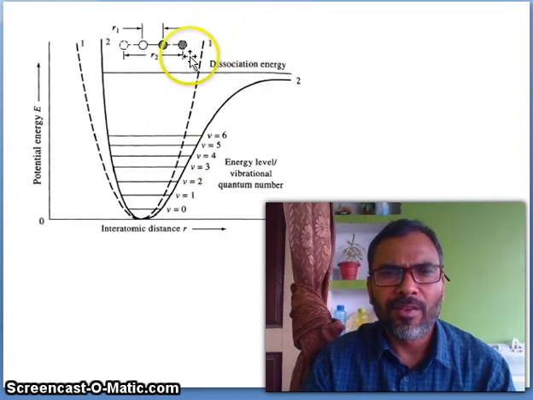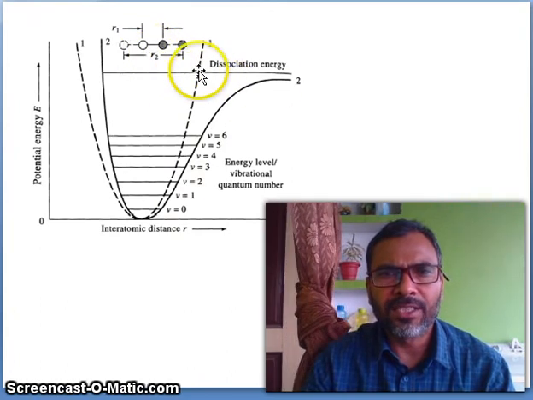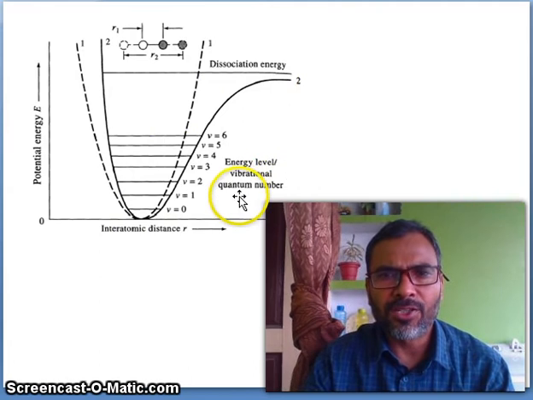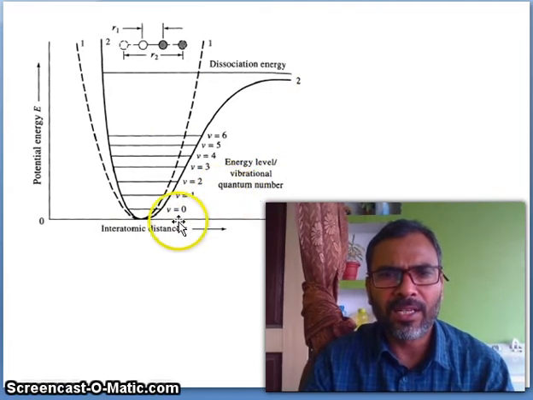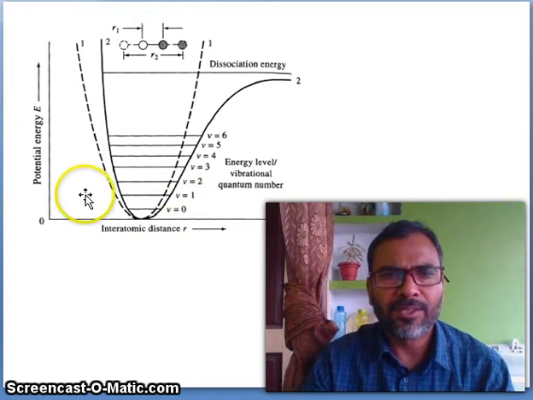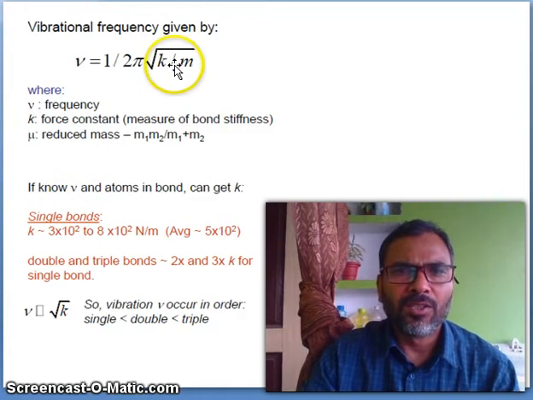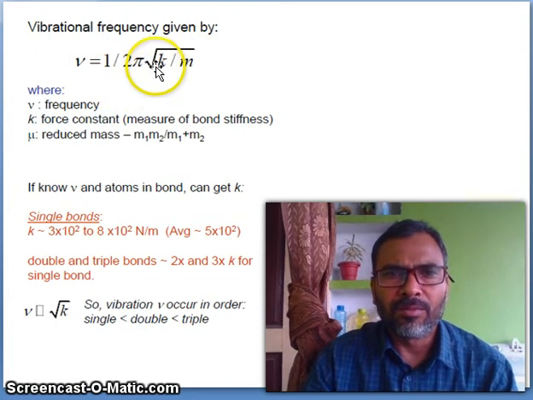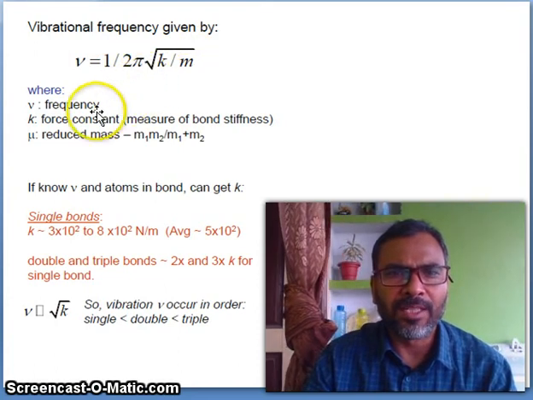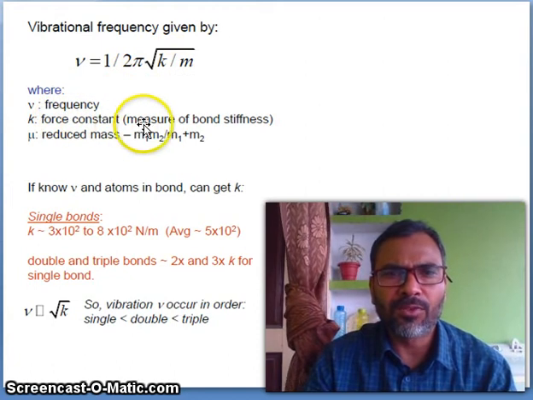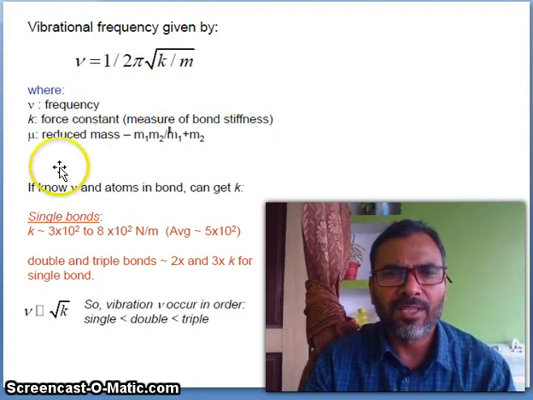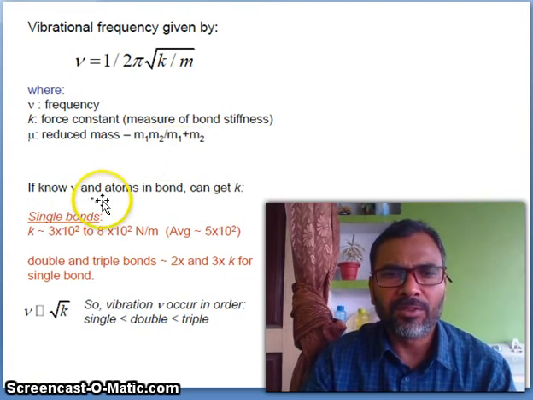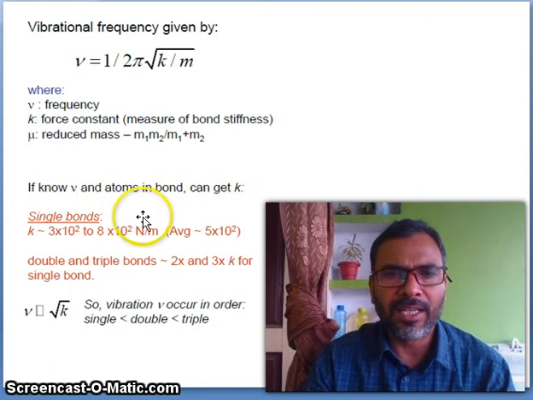So the dissociation energy, this is the simple harmonic motion, and this is the energy level, vibrational quantum numbers, interatomic distance r. This is the vibration energy level and potential energy. So vibrational frequency is given by nu equals 1 by 2 pi root over k by mu, where nu is frequency, k is the force constant, a measure of bond stiffness, and mu is the reduced mass, m1 m2 divided by m1 plus m2. If the frequency and atoms in a bond are known, we can get k.